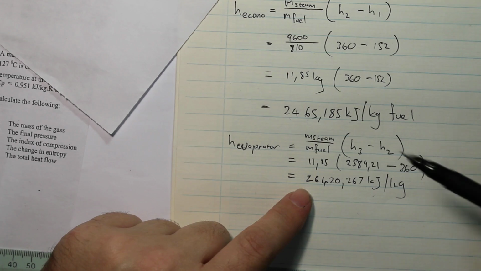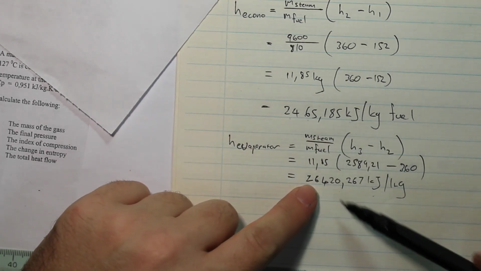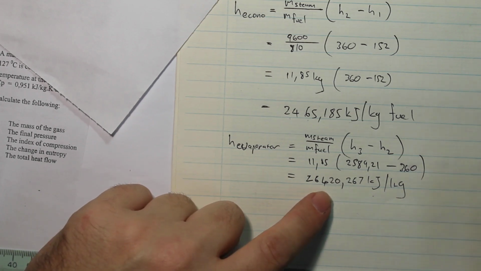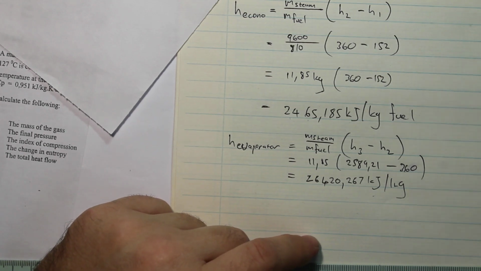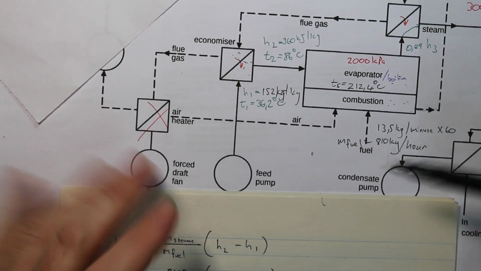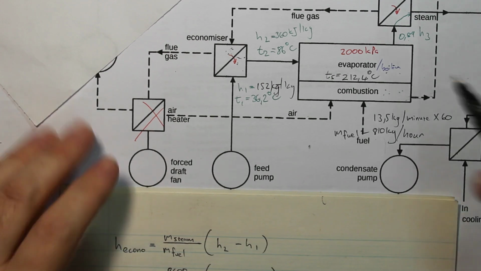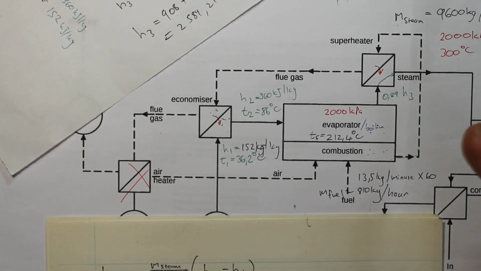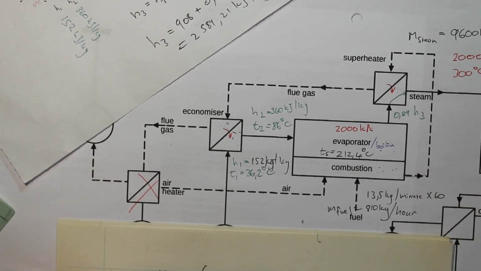Okay, the economizer only gave it 2,465, but the evaporator is giving it 26,420 kilojoules per kilogram. Okay, and why is that? Because the boiler is the main device that's giving the energy over to the water. Okay, so this is our main machine. Okay, so now again, they want us to tell them how much energy now did the superheater give the steam.